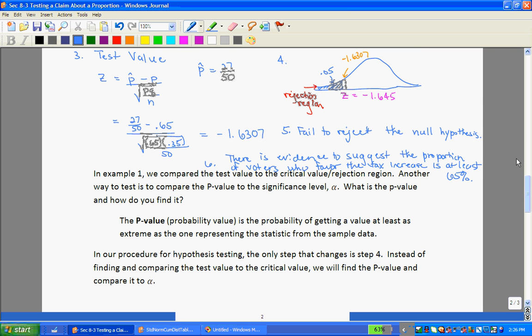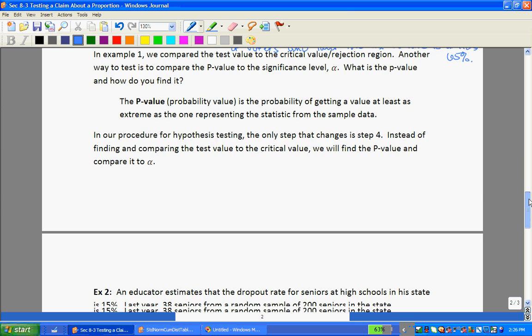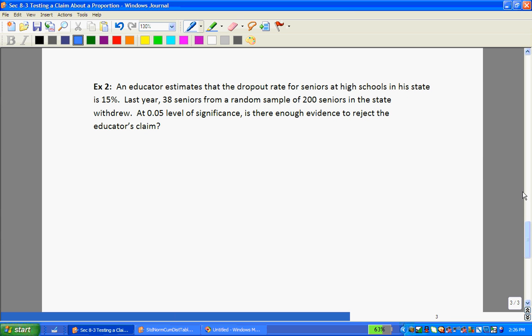So in our whole process for hypothesis testing, the only thing that changes is in step 4, instead of finding and comparing the test value to the critical value, we're going to find a p-value and compare it to alpha. So let's try that in the next problem. Example 2. An educator estimates that the dropout rate for seniors at high schools in his state is 15%. Last year, 38 seniors from a random sample of 200 seniors in the state withdrew. At 0.05 level of significance, is there enough evidence to reject the educator's claim?